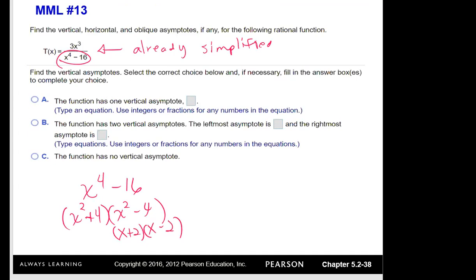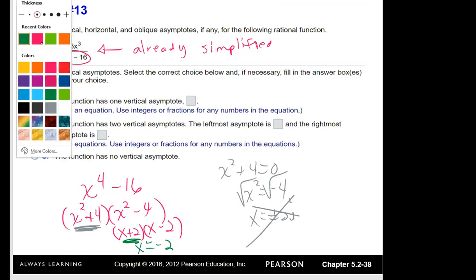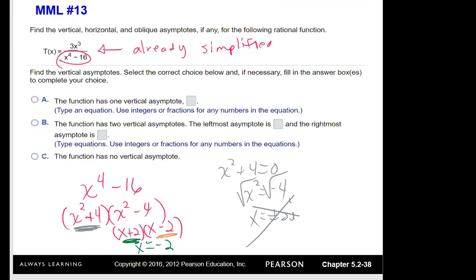So I've actually got 3 factors, x squared plus 4. So I would set that equal to 0. Of course, that's going to be imaginary because when you subtract the 4 and you try to square root, you get plus or minus 2i, and that can't be graphed. X plus 2, that means it would be x equals negative 2. And the x minus 2 would be x equals positive 2. So the function has 2 vertical asymptotes.